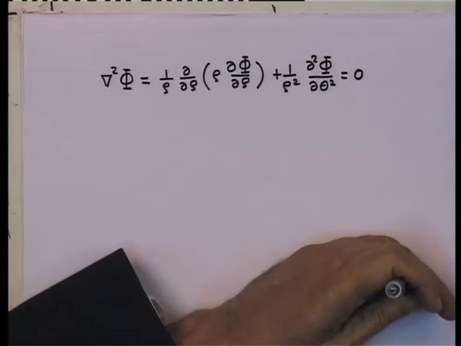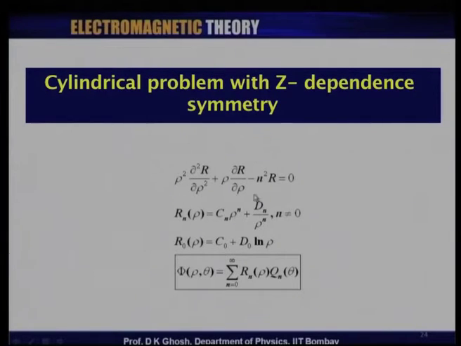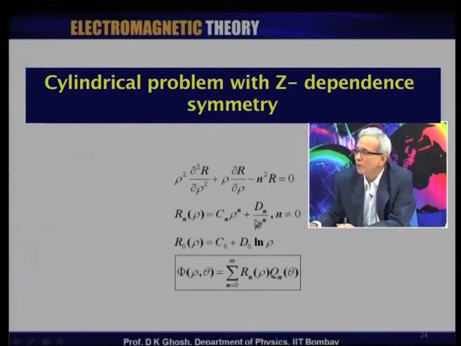This is rather simple to solve. By doing a separation of variables, you find out that this is equal to that, and as we talked about earlier, the solution for Θ has to be a sine or cosine function with n being an integer, and you substitute it here, and this is the equation that you get. Remember that when z was there, I had obtained a Bessel equation, but this equation is rather simple, because this equation has a power series solution. You can check that if I take a combination of rho to the power n and 1 over rho to the power n, this equation is satisfied.